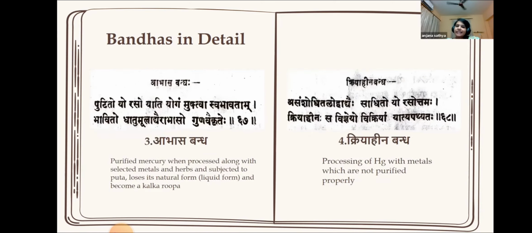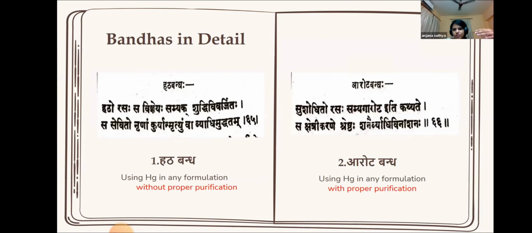And the next bandha is the Abhasa Bandha. I have given you the classification, so I will cover the bandhas in that classification. First I am narrating the bandhas which are harmful, which are not therapeutically suitable and not used in treating patients. Hata Bandha, Abhasa Bandha, and Kriyahina Bandha are the three harmful bandhas. I added Aroda Bandha here because it is just opposite to the concept of Hata Bandha, so you will be able to memorize it easily.